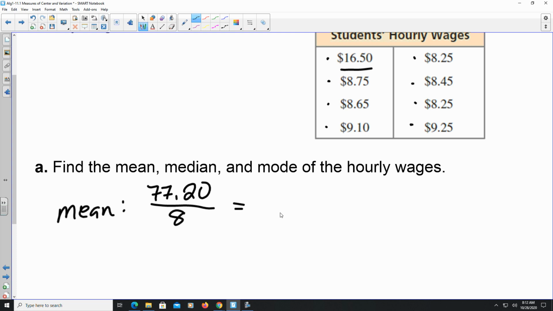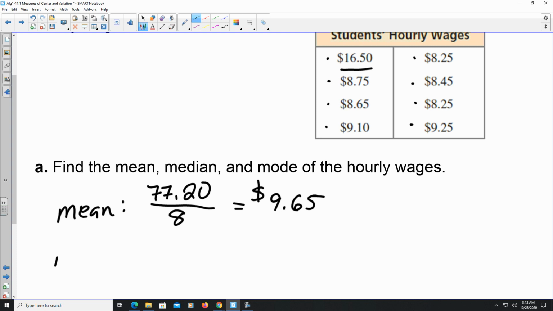So 77.20 divided by 8 gets you 9.65. So your mean, your average hourly wage for these students at the amusement park is $9.65.